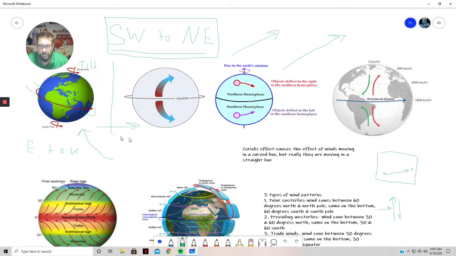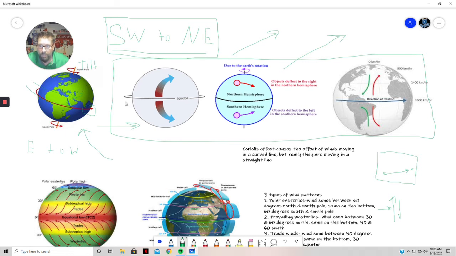So these three images are all the same thing, the Coriolis effect, but they showcase it in different ways. And so we're going to talk about each of them and how they can explain to you the Coriolis effect.